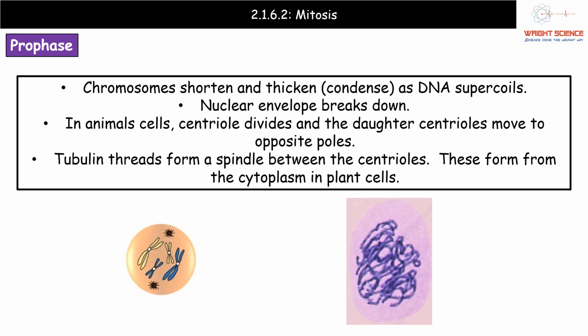Now, if we're talking about our animal cells, we're going to see the centriole dividing, and those 2 daughter centrioles that we've got move to the opposite poles. And remember, the pole is just the end of the cell there. We're then going to have these little threads from a protein called tubulin that forms a spindle between those centrioles. Now, if we're talking about plant cells, those spindles are going to form from the cytoplasm. So animal cells is the centriole, plant cells, they form from the cytoplasm. And the only other thing that's happening at this point is the nuclear envelope is going to break down.